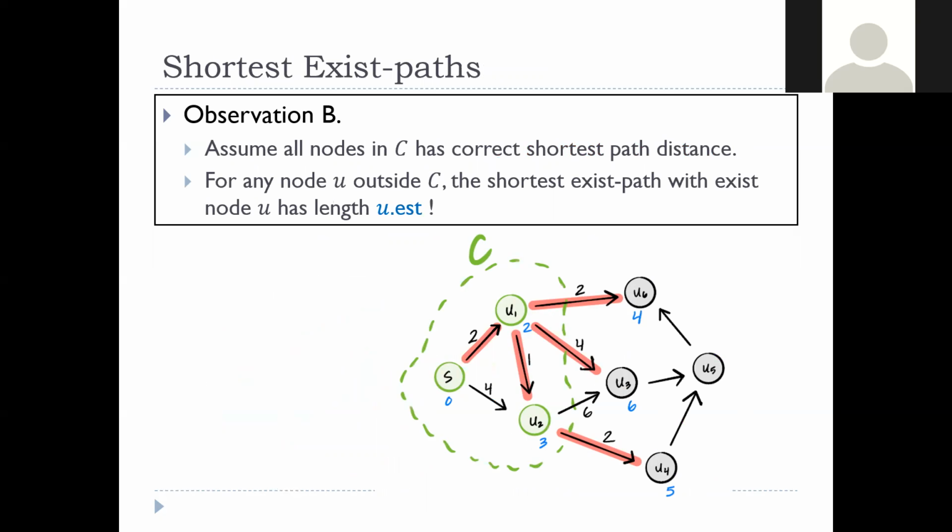The second one is basically what I already said. If inside C our algorithm has already computed the correct shortest path distance estimates, and outside we update by exploring their neighbors as described in the algorithm, then it turns out that for any node outside the set C, the estimate computed so far is exactly the length of the shortest exit path to reach this node.